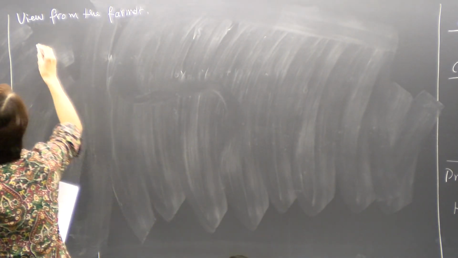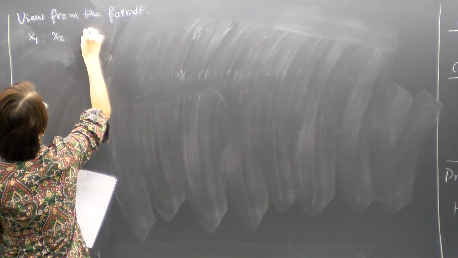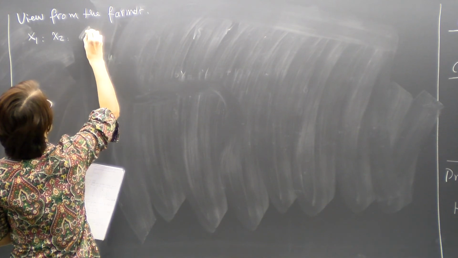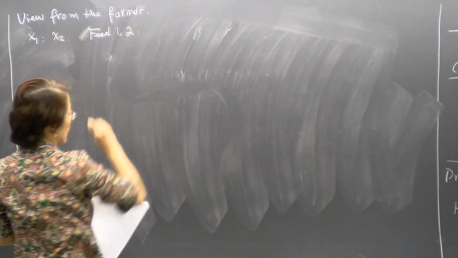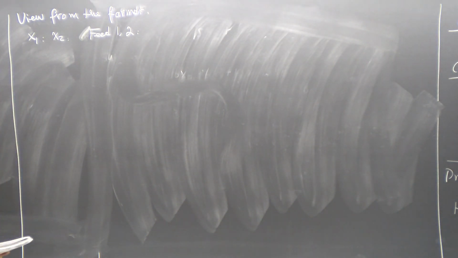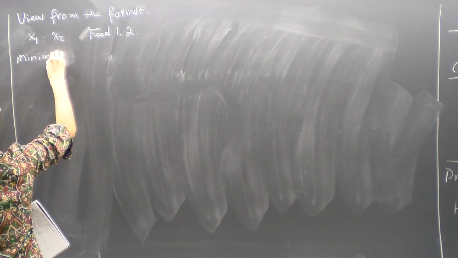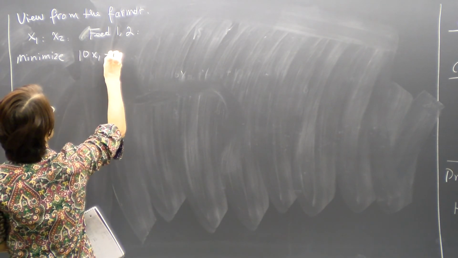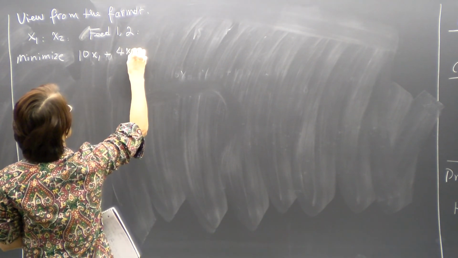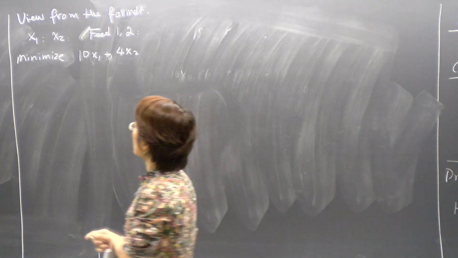So let's set this up. x1, x2 are the number of pounds or whatever, just the amount of feed 1 and 2 that you would buy. And then you want to minimize your cost. I'll just set this up. I think we are all familiar with that. So 10x1 + 4x2. That will be your cost, right? Now you're adding vertically.